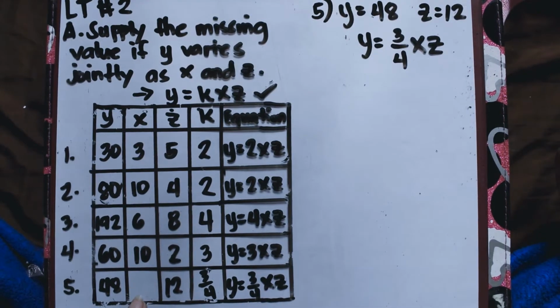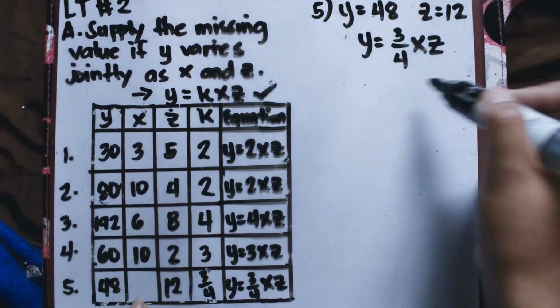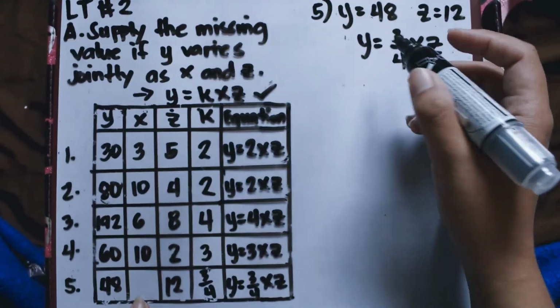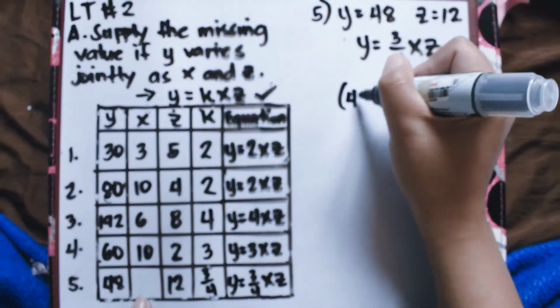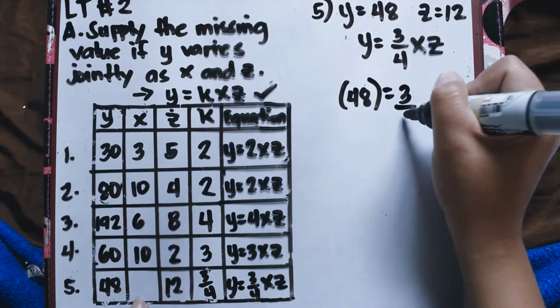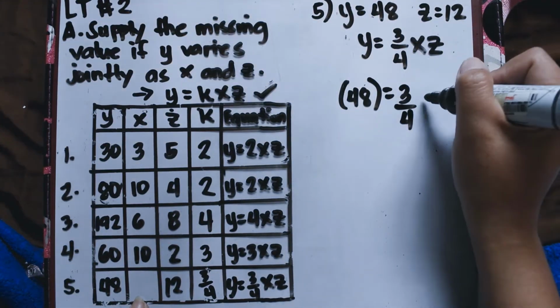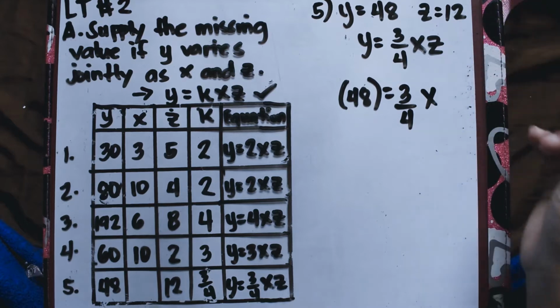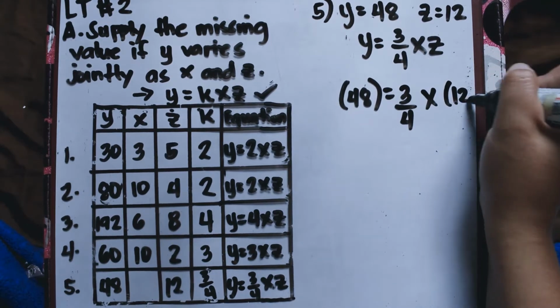So, ang sasagutan na lang natin is yung x. Siyempre, using our equation. So, substitute the value. Ang y daw natin is 48 is equal to 3/4 yung ating constant. And then, our x, siyempre, yun yung nawawala. And then, yung ating z will be 12. So, 12 si z, tama? Oh, next, solve.